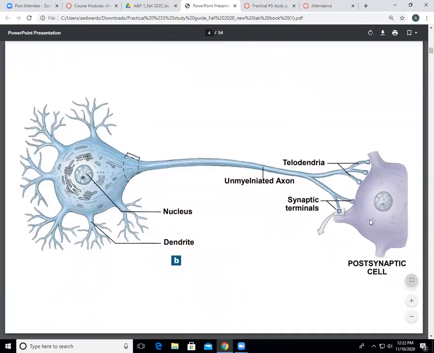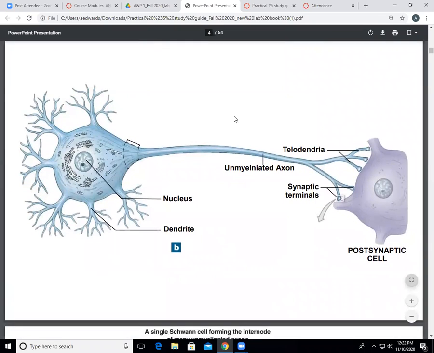And another view here. Here's your presynaptic cell, the neuron, and the postsynaptic cell. The space in between is the synapse. Again, here's your nucleus and your dendrites. Here's an unmyelinated axon. Again, these branches off the axon are telodendria. The ends are axon terminals or synaptic terminals.